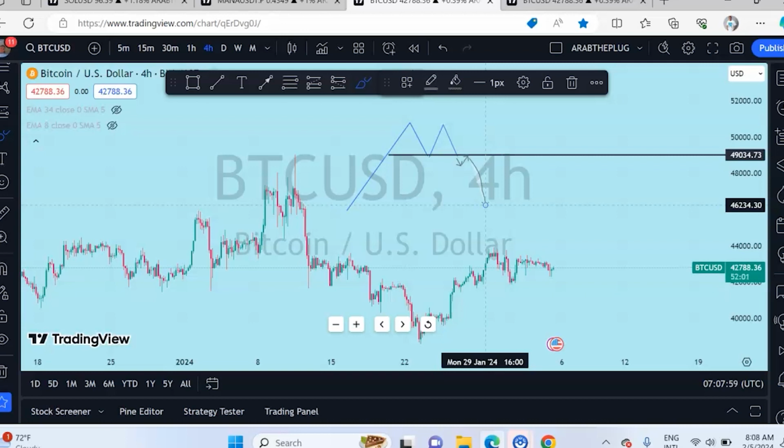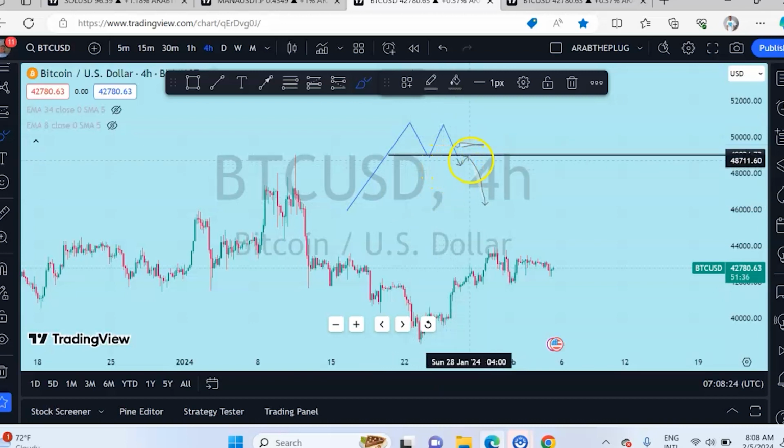The way I trade this pattern is that I look at the candle that breaks the neckline. If it's a momentum candle, a candle that has a lot of momentum in it and is very strong, I enter at the break and put my stop loss somewhere around here, and my target would be the next level area on the chart. So that is how I trade the double top pattern.